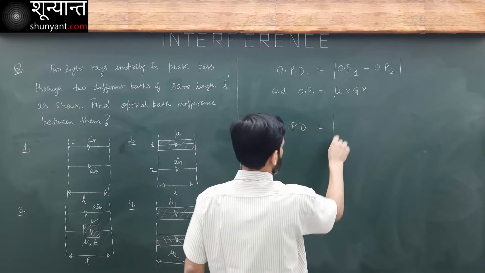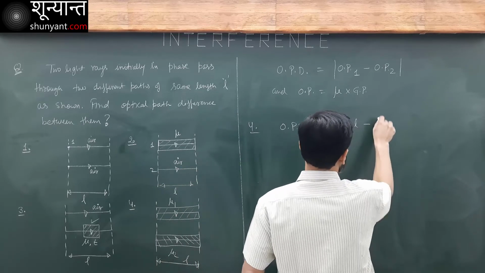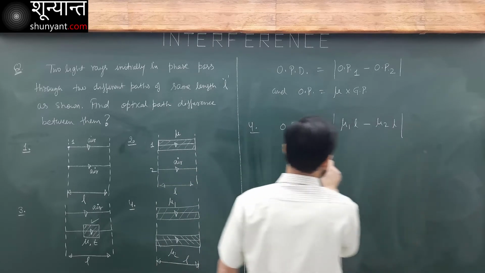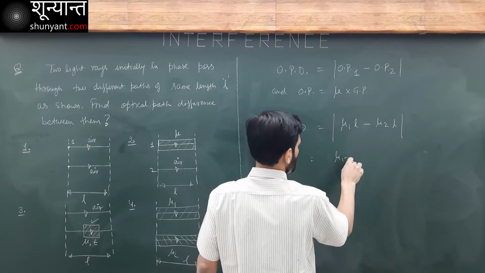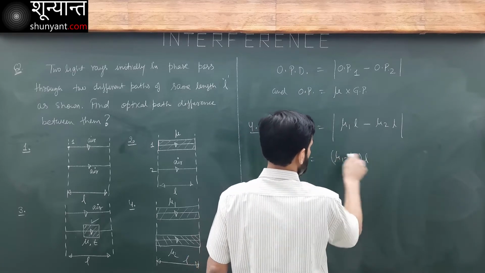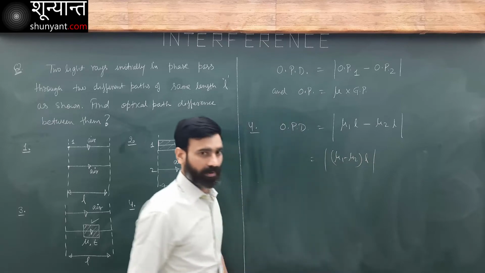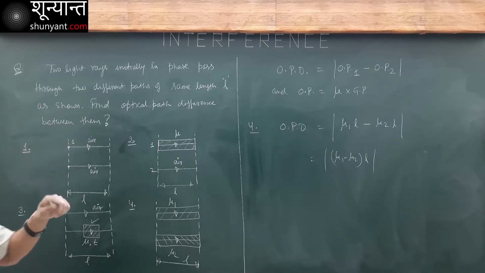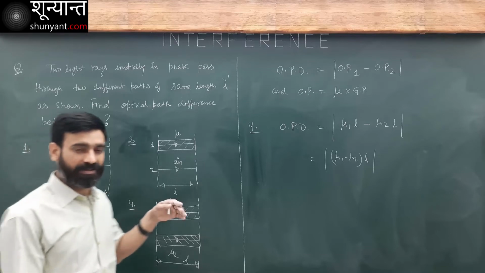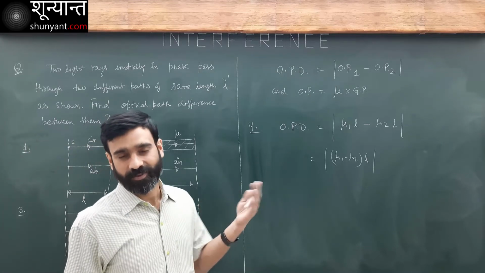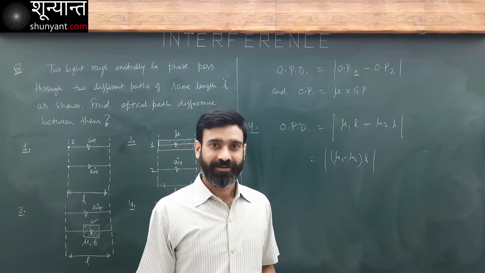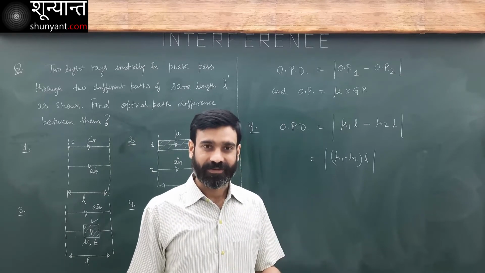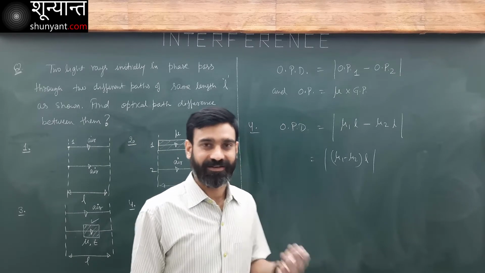OPD is equal to mu 1 times L minus mu 2 times L. That's it. So it's mu 1 minus mu 2 times L. Take the mod of this, because I have to report the positive value. Generally we report the positive value. It does not make any difference. Path difference of plus lambda is the same as path difference of minus lambda. In both cases I am going to get constructive interference, a bright fringe, with the same intensity.